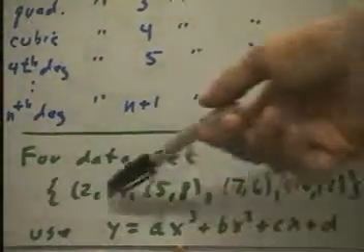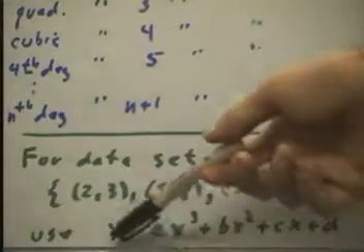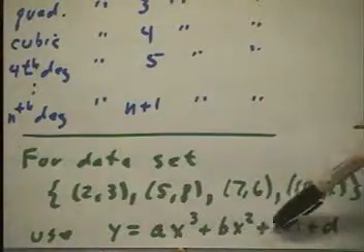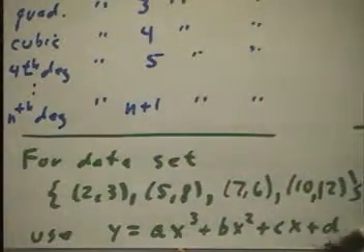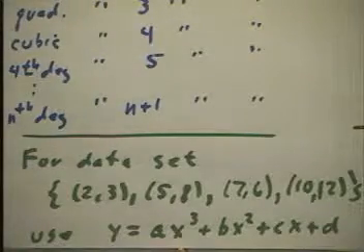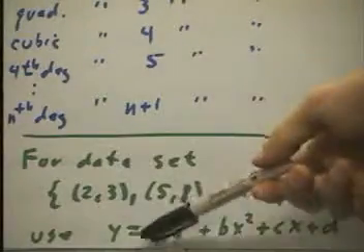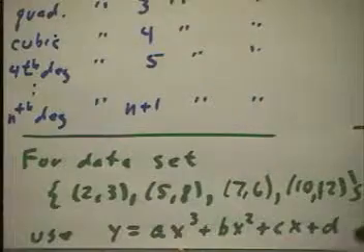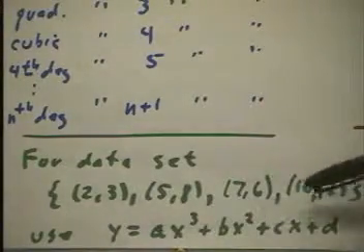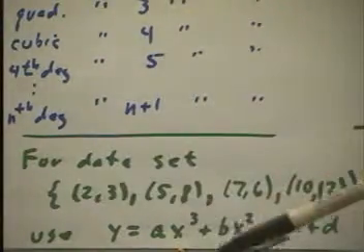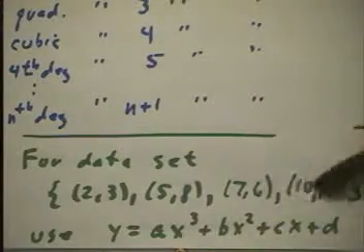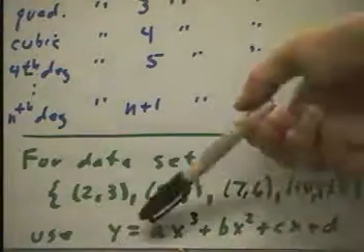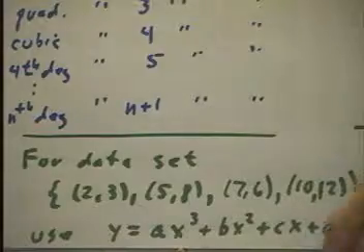We see that this data set contains 4 points. As a result, we're going to use a cubic polynomial to fit it. And just as we did with 3 points in a quadratic, we simply plug the coordinates of the points into the function model here, and we're going to get a linear equation. And since we have 4 points, we're going to get 4 equations with A, B, C, and D as the unknowns. And we see that right here.